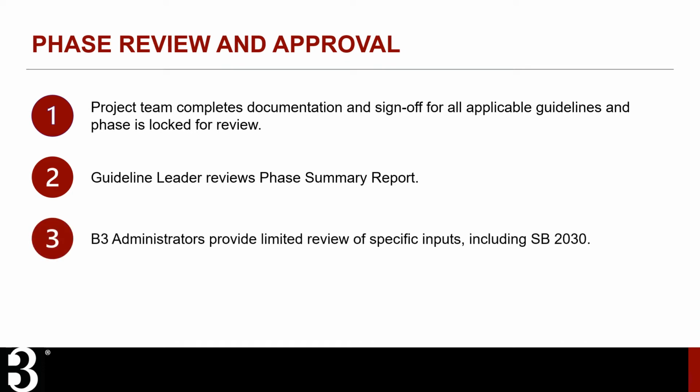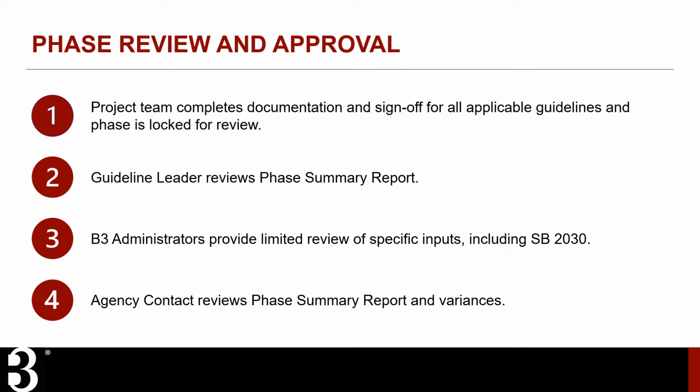This review is followed by the B3 Guidelines administrators, who provide a limited review of specific inputs, including SB 2030 and variance requests. The agency contact provides the final review of the phase summary report, including any pending variances. They too are confirming that the information submitted is complete and accurate to the best of their knowledge, and determining whether variance requests made by the project team are deemed acceptable by the agency, state entity, or non-state organization they are representing.